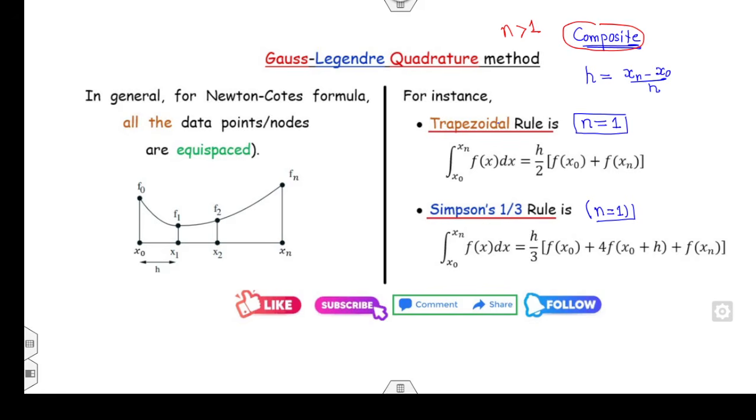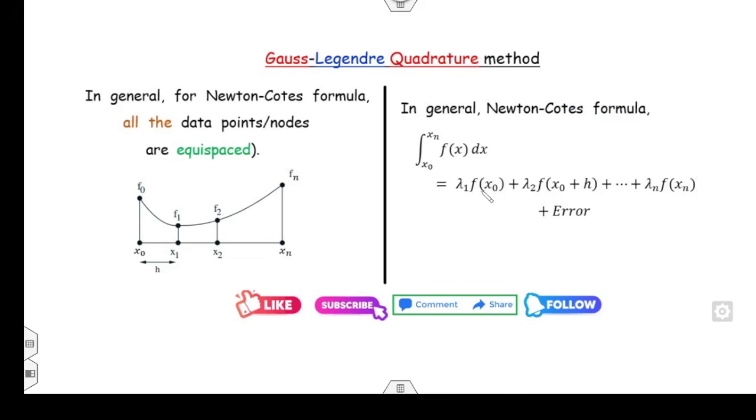Now, in general, you can write the Newton-Cotes formula as lambda 1 f of x0, that is the first value, plus lambda 2 function value at x1. How can you write x1? Which is very simple, x0 plus h. How can you write x2? That is x0 plus 2h. How can you find xn? This is x0 plus nh. Or in general, we can say it is lambda i f of xi.